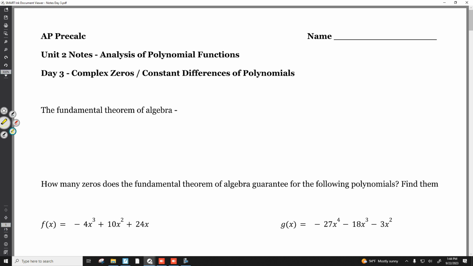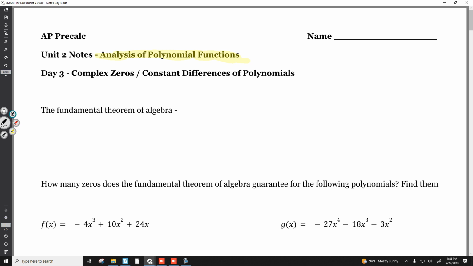More analysis of polynomials. Cool. We are going to be introduced. You've already been introduced to this in past math classes in Algebra 2. So here it is again.